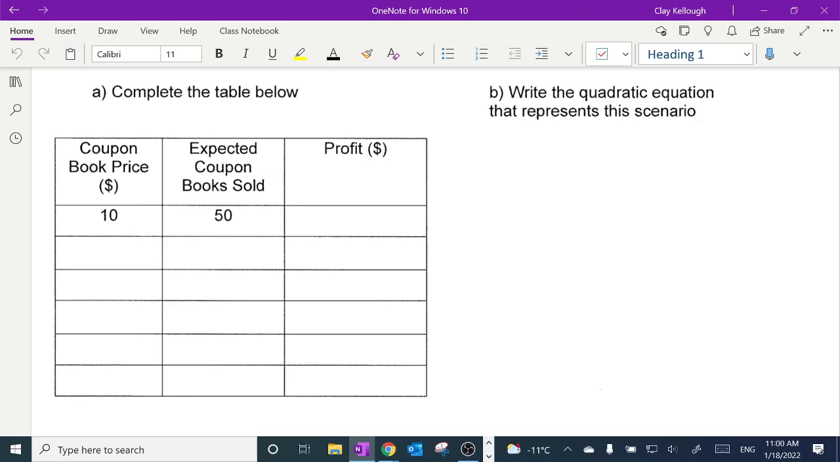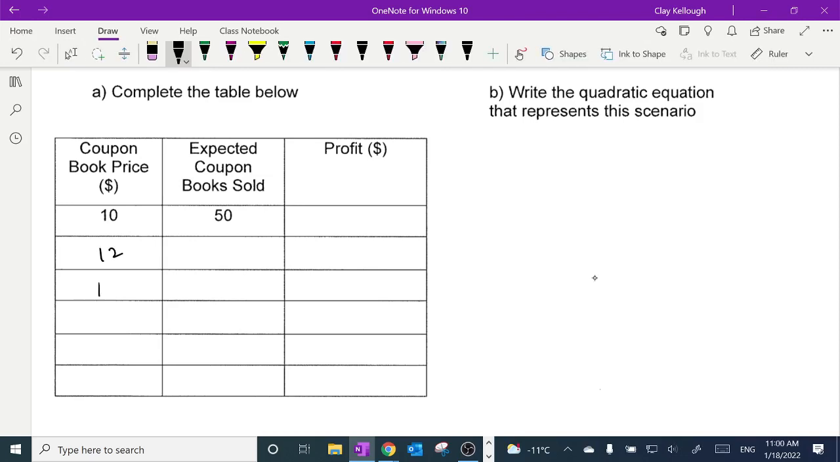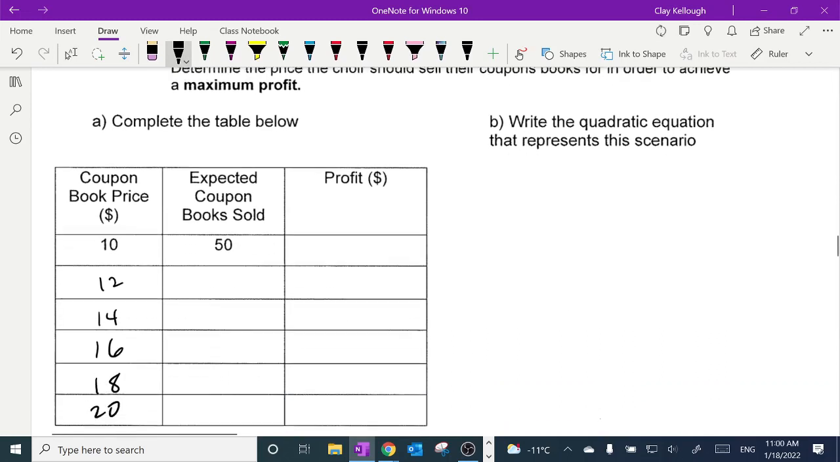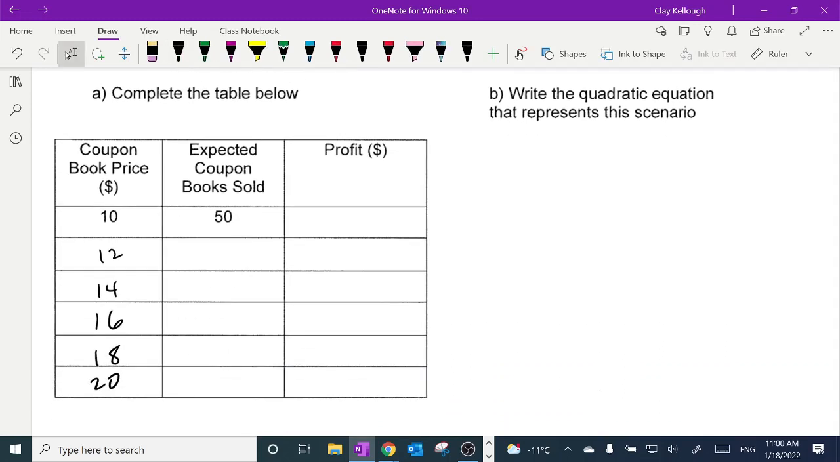So this number is going up, $12, $14, $16, $18, $20. We've decided from the parameters of the question that we're counting by $2 price increases. But every time we go up $2 in price, we sell 5 less books. So we went from 50 books when we were $10 to when we changed to a $12 price, now we only sell 45. So you may be thinking, oh, well, that'll make the profit go down. No, it won't, because 12 is more than 10.